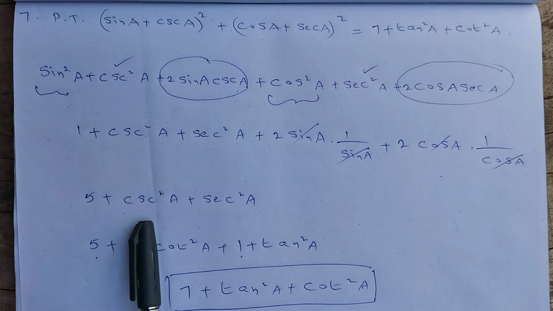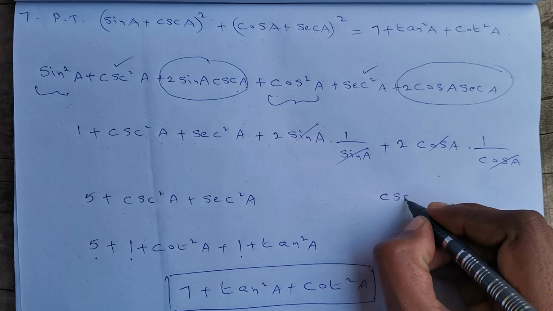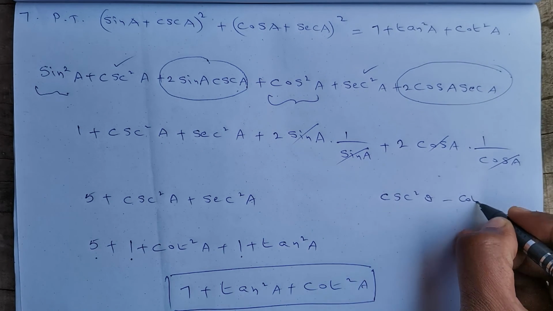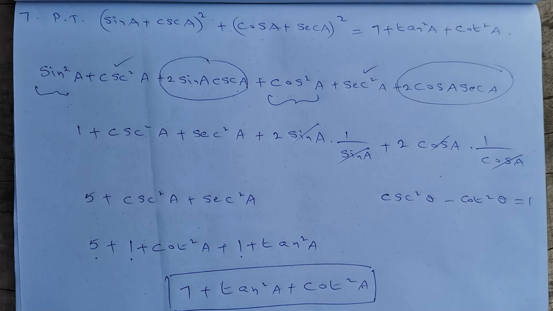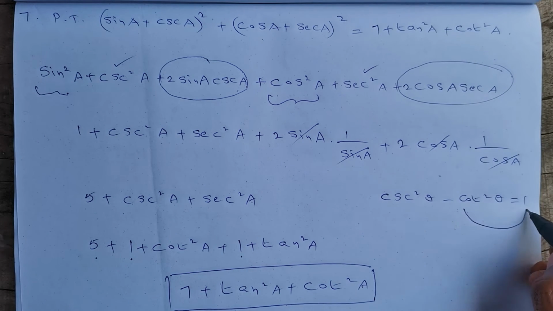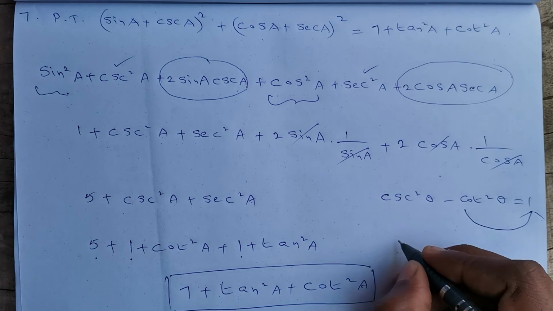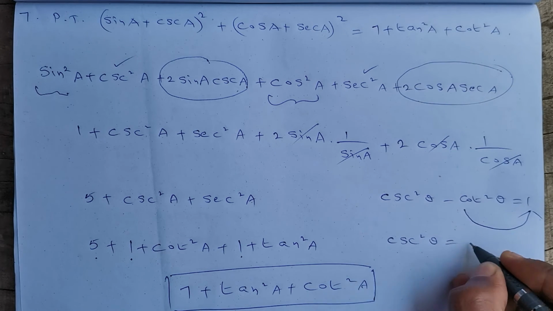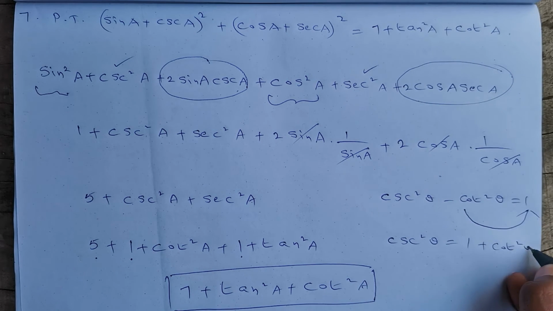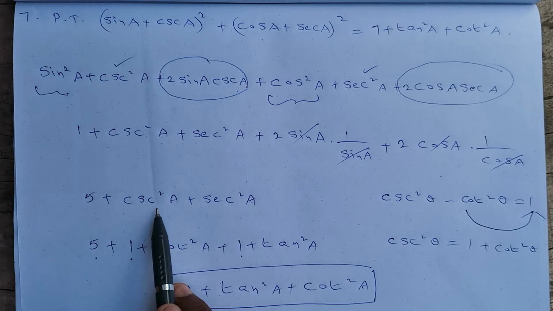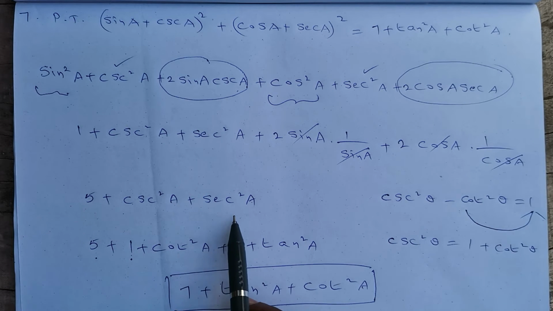Here don't get confused about how we wrote cosecant square as 1 plus cot square A, because we have an identity: cosecant square theta minus cot square theta is equals to 1. So if I take this minus cot square theta to the right side, it will become plus cot square theta. So then cosecant square theta is equals to 1 plus cot square theta. So in the place of cosecant square, I wrote 1 plus cot square. The same way, secant square is nothing but 1 plus tan square.